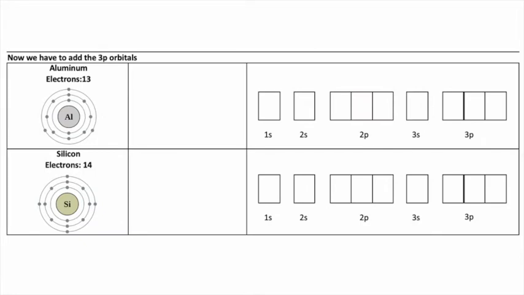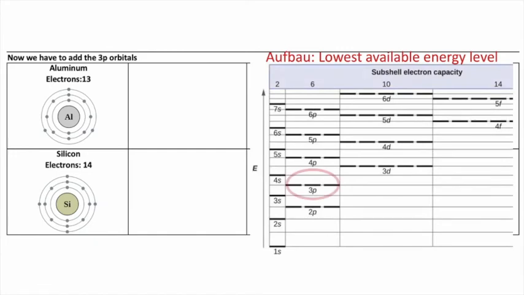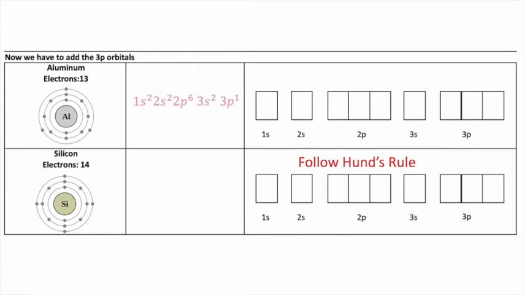Now we take a look at our little Aufbau chart, and we see that the next highest energy level are the 3p's. And you should start seeing a pattern. Electron configuration, 1s2, 2s2, 2p6, 3s2, and 3p1. For our orbital notation, our 1s, 2s, and 2p orbitals are all filled. Our 3s is filled, so we need to start filling the 3p's, and we'll have 1 electron in the first 3p orbital.